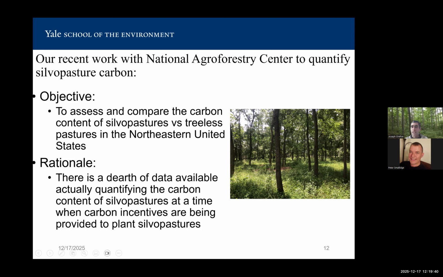And there are incentives, there's promotion, there's talk about, hey, silvopasture is this great nature-based solution. But if we don't have data to actually back that claim up, we could be making promises that are overpromised or underpromised.